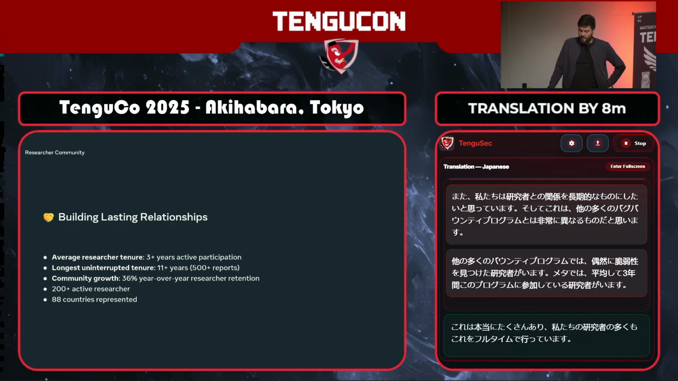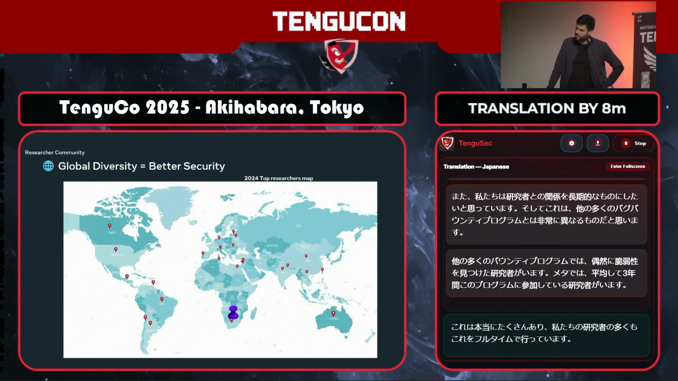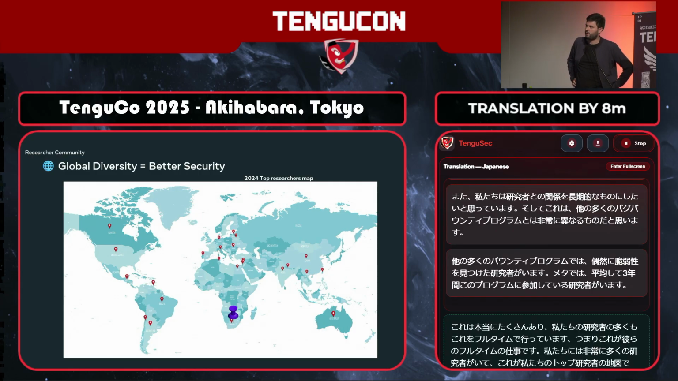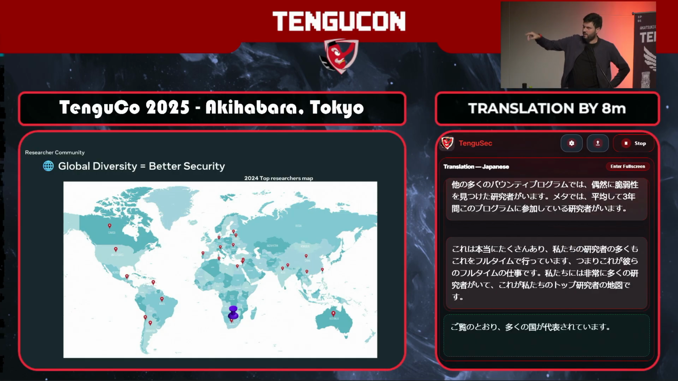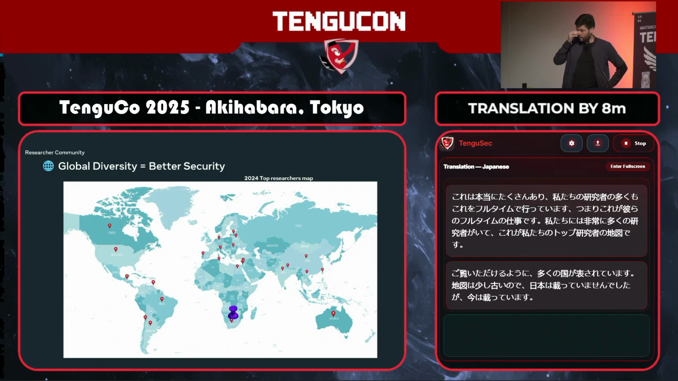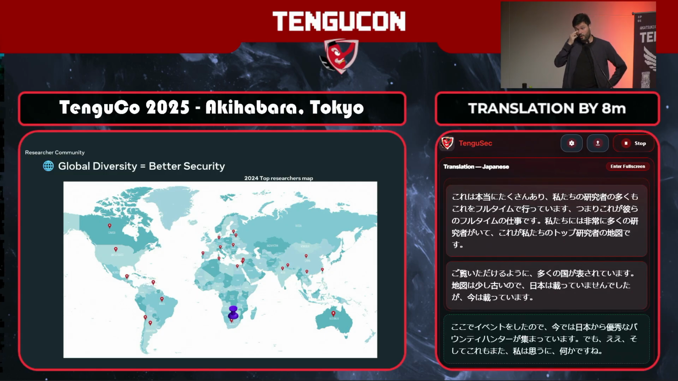We have a very wide pool of researchers. This is the map of our top researchers. As you can see, there are a lot of countries represented. The map is a bit old, so Japan is not there, but now it is, because since we did an event here, we got some good bug bounty researchers from Japan. And this is also, I think, something very important for a bug bounty program.